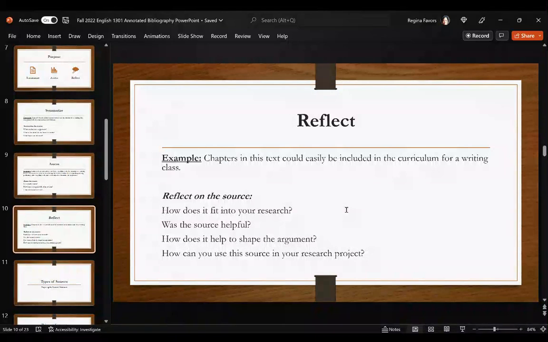So then reflect would be chapters in this text could easily be included in the curriculum for a writing class. This is you thinking ahead, you thinking in the future about how you could use this source. So how does it fit into your research? Was the source helpful? How does it help to shape the argument? How can you use this source in your research project? And so the schools that you are going to find and use, that information is going to be helpful because, of course, it's primary information. But also, how does it shape your argument?